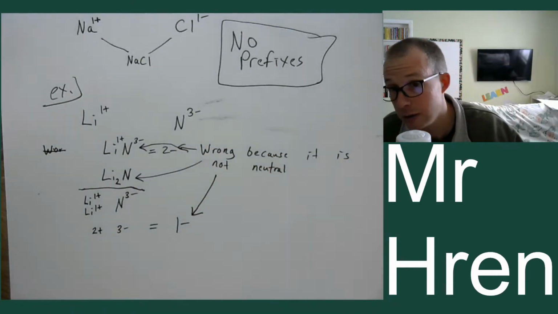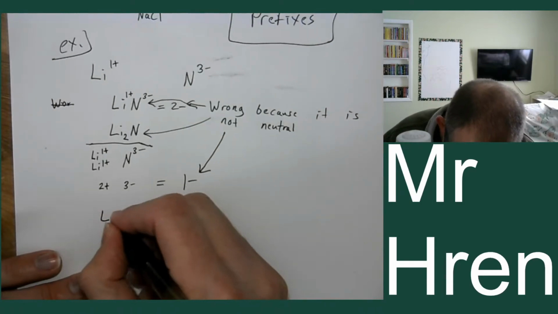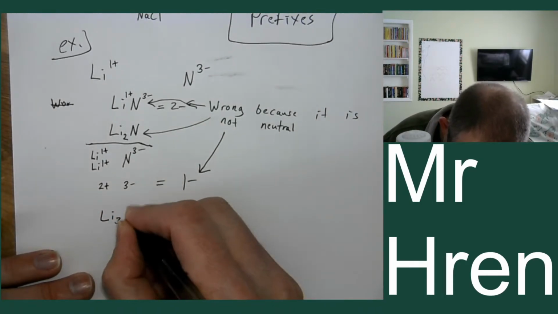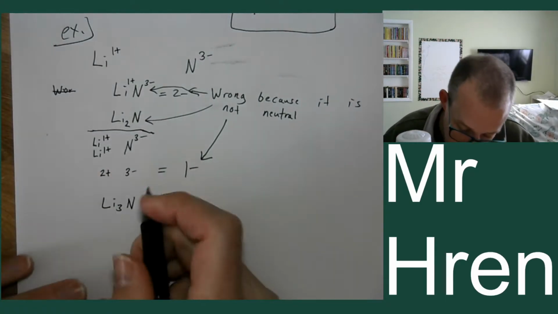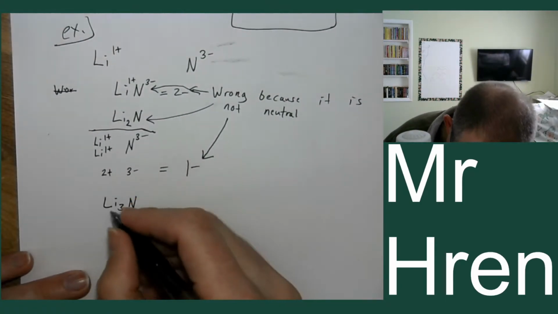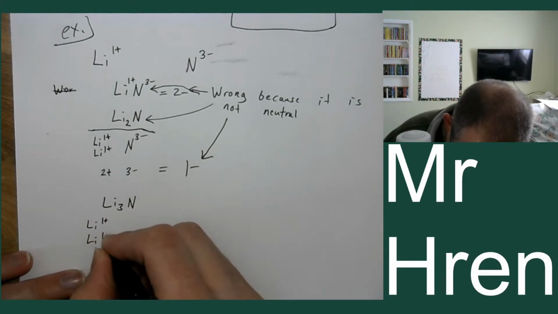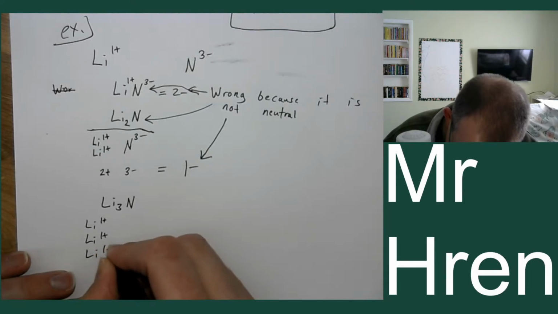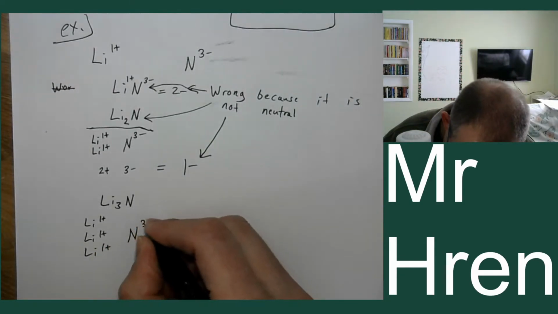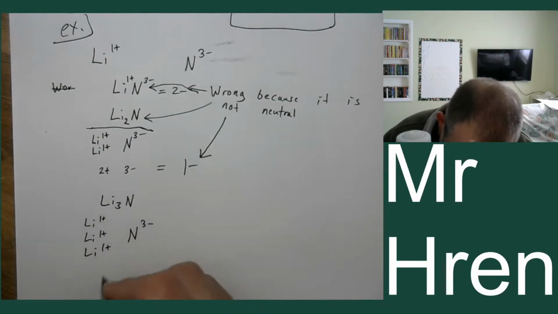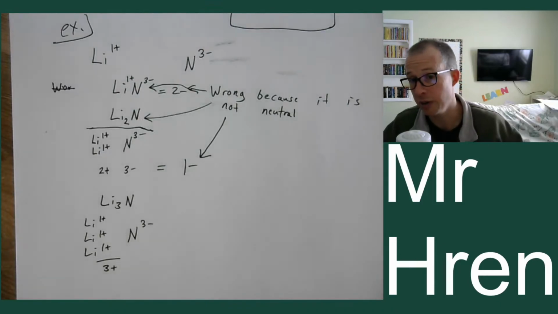So instead, let's keep going, and you see the pattern here, I hope. What if we put a 3 there? What if we have 3 lithiums to 1 nitrogen? Well, now you're like, oh, okay, so lithium, now I've got a +1, +1, and another +1, and my nitrogen is still a -3. So what does +1 +1 +1 add up to? And you're like, oh, it's 3+.